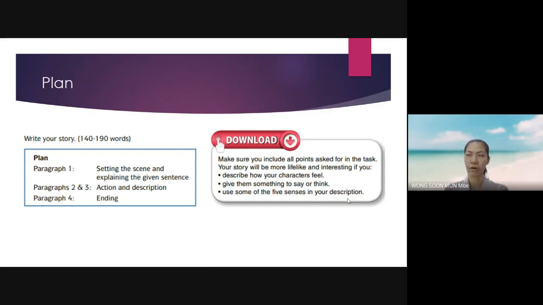Next, use some of the 5 senses in your description. Like we have gone through just now: hearing, sight, smell, touch, taste. Use the 5 senses. Any question? No? Okay.